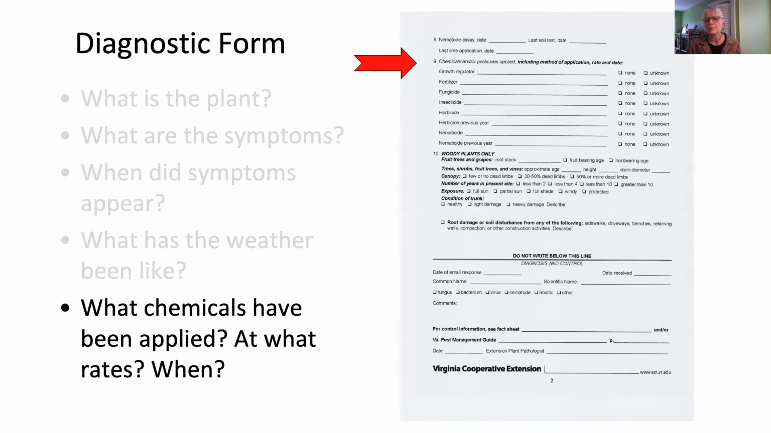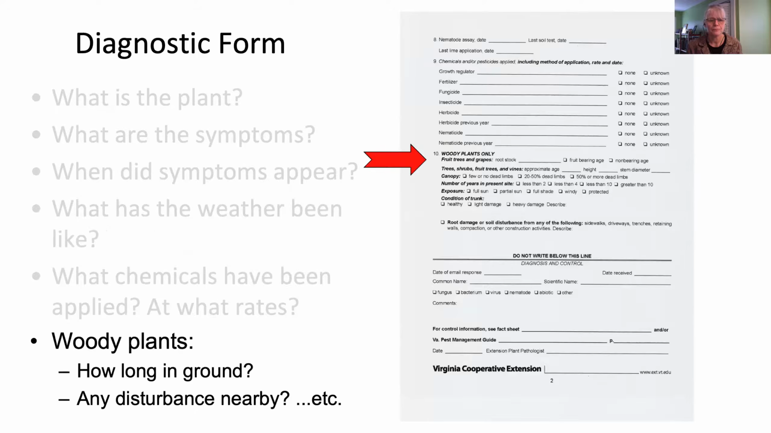If your sample has chemical injury, which is increasingly common these days, then we need to associate the specific symptom with the type of chemical that was applied, because different chemicals will cause different types of symptoms. So the more information we have about what was applied, the more we'll be able to rule out or rule in chemical injury. And then very importantly, section 10, the woody plants section.